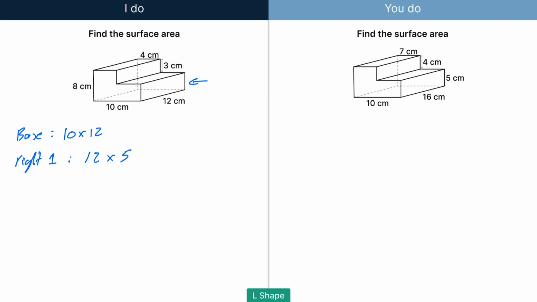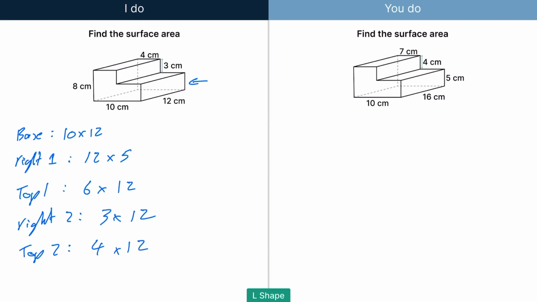And then we can go up, and that would be top 1. So now I'm looking at this bit here. I know in length it's 12, and I know in width this way it's going to be 4 minus 10, which is 6. So this is going to be 6 times 12. And then if I go up 1 again, we're now looking at this piece. This is going to be 3 times 12. So I can call it right 2, which is 3 times 12. And then if I go up 1 again, we have this piece here. That is just going to be top 2, which is 4 times 12.